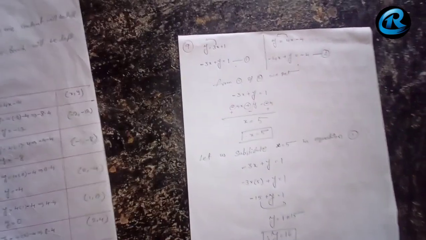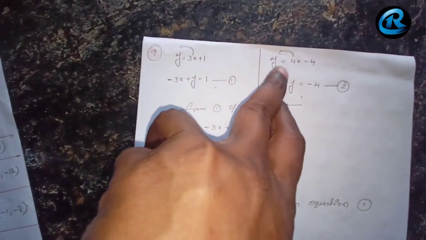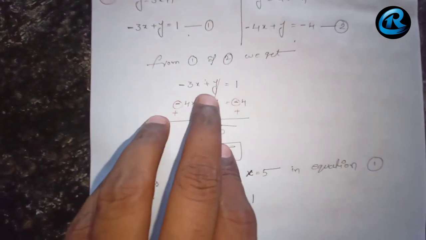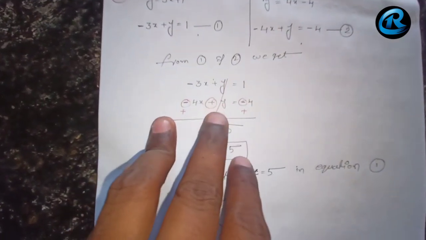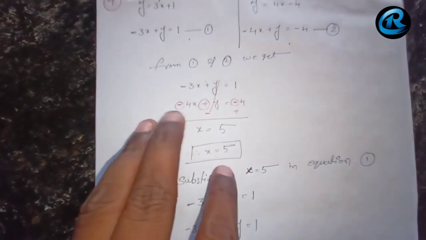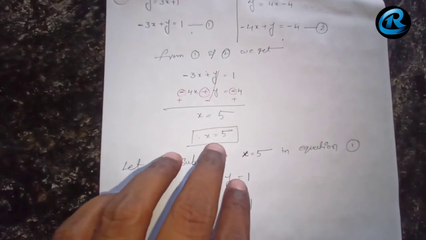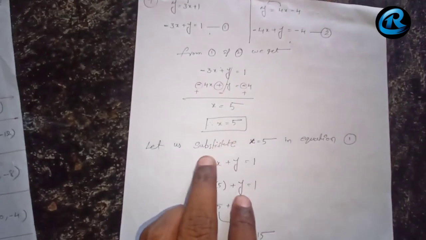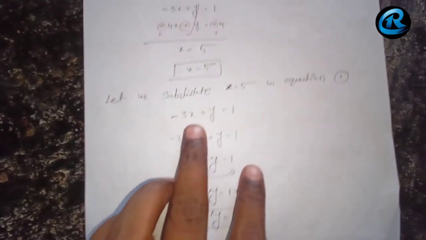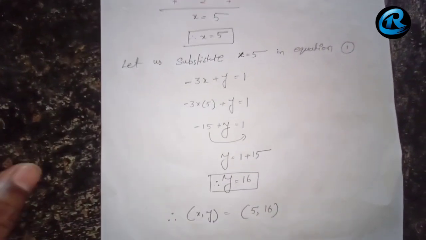Where they are going to intersect, you will know by solving the equations. This plus 3x becomes minus 3x. Here plus 4x becomes minus 4x. So from equations 1 and 2, minus 3x plus y equal to 1, minus 4x plus y equal to minus 4. By multiplying minus to the second equation, y and y get cancelled, x equal to 5. That means there are 5 benches. X is nothing but the benches, 5 benches. If x equal to 5 is substituted in equation number 1, then you will get y equal to 16. There are 16 students.